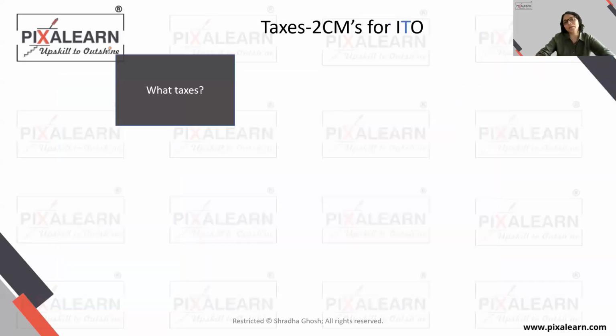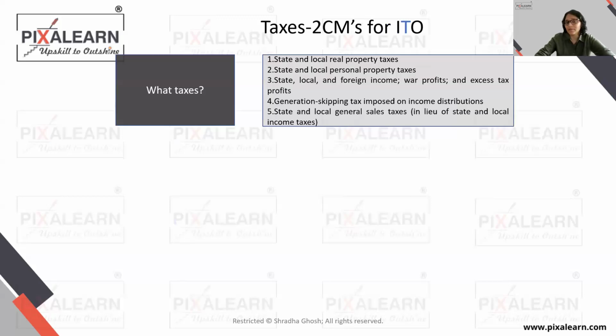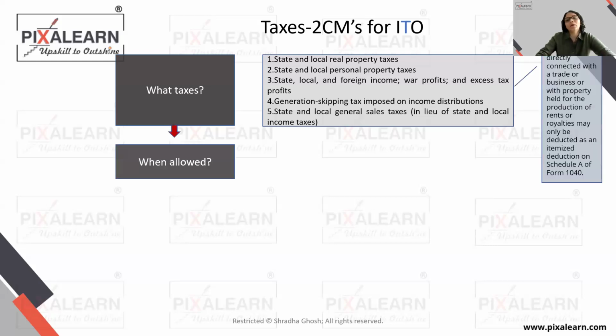Okay. So this was medical. Then you had taxes. You have it for your state income taxes. You'll have it for property taxes. For sales tax, you can either have the state sales tax or the state income tax. You cannot have both. Okay.